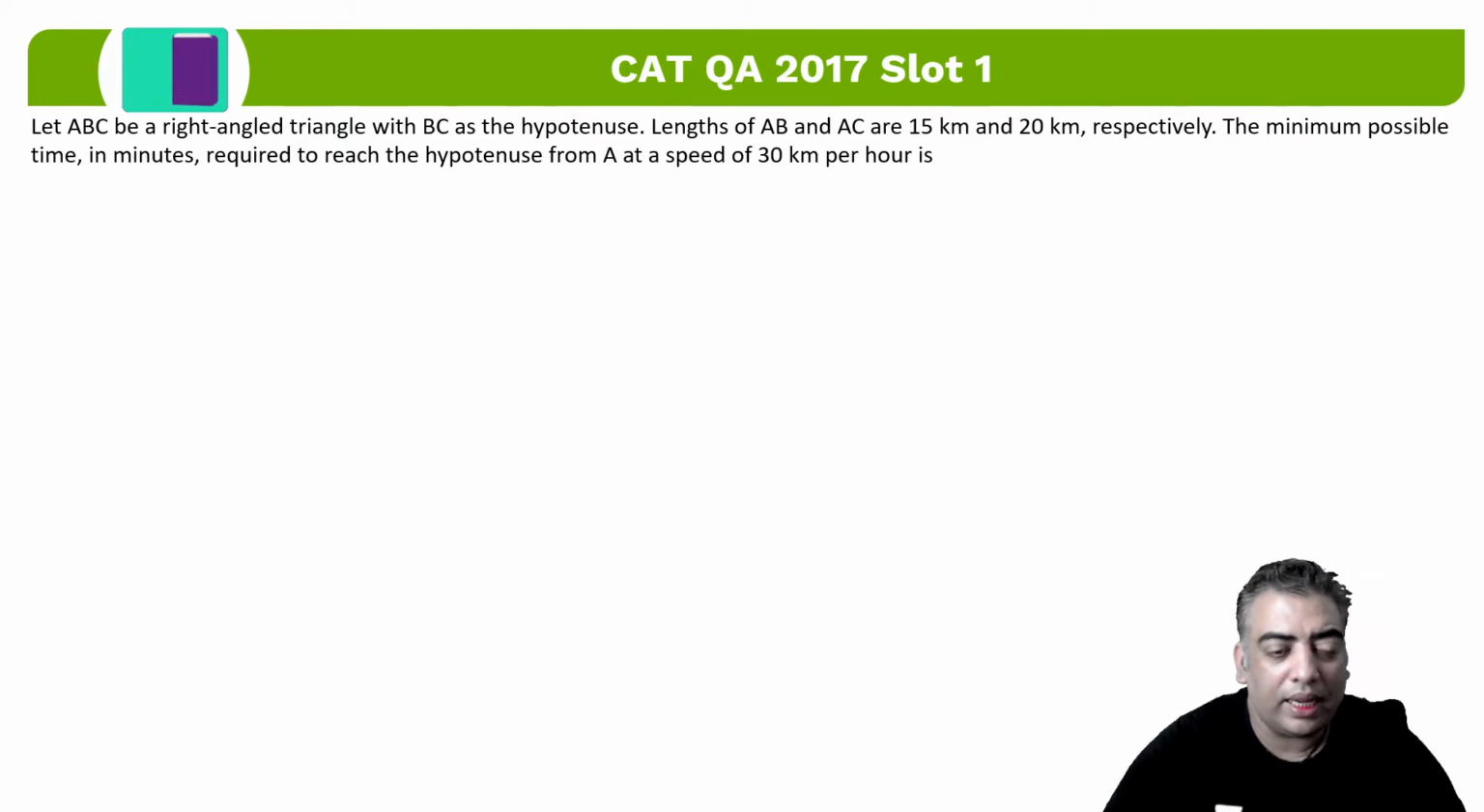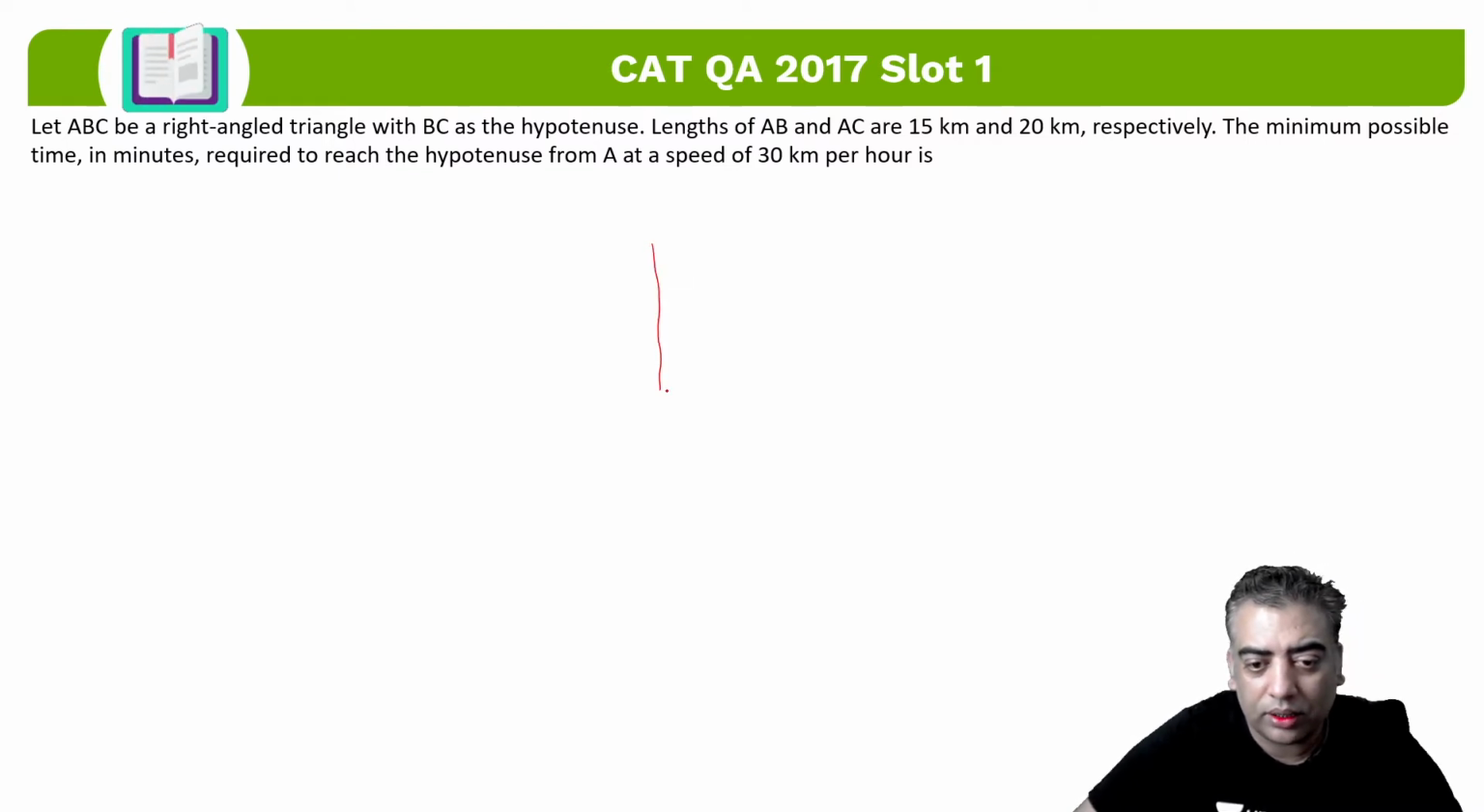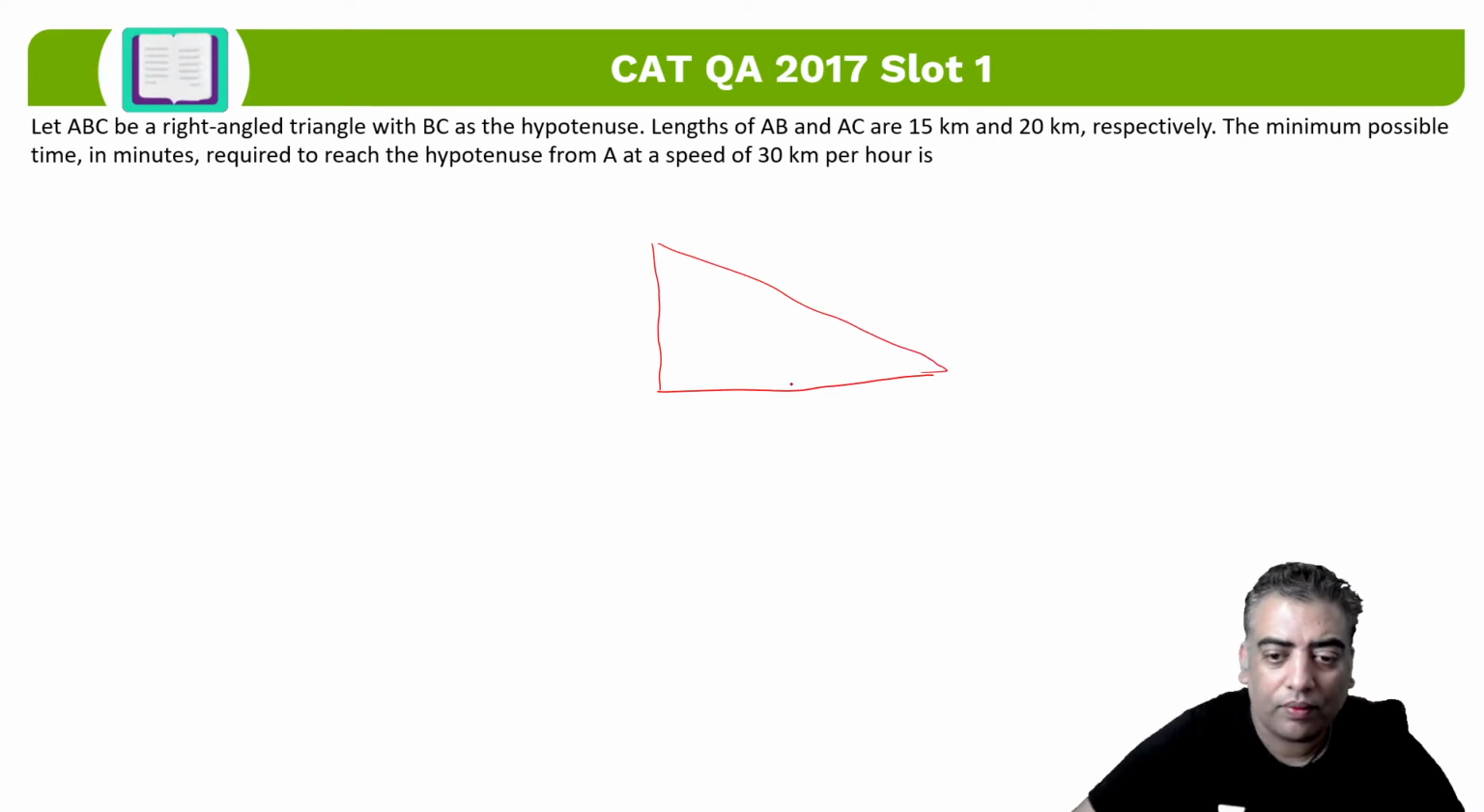Here he says, let ABC be a right angle triangle with BC as the hypotenuse. Length AB and AC are 15 kilometer and 20 kilometer. So there is a right angle triangle with BC as hypotenuse. So AB is 15 and AC is 20.